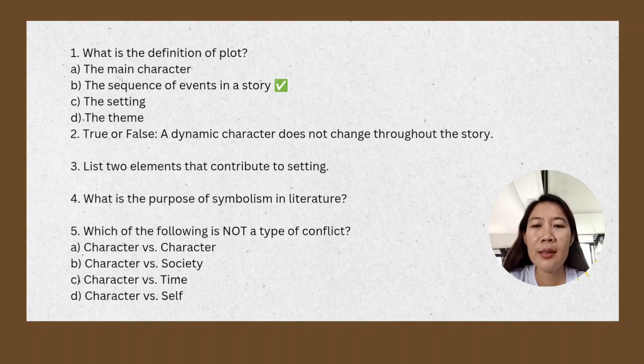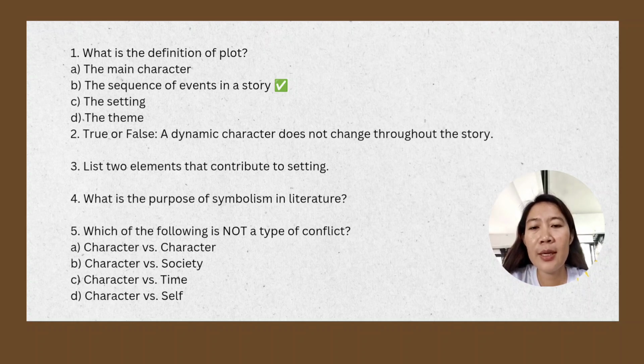And number 3, list 2 elements that contribute to setting. What are those 2? Correct. That is the time and the place. And number 4, what is the purpose of symbolism in literature? It is to convey deeper meanings or themes.